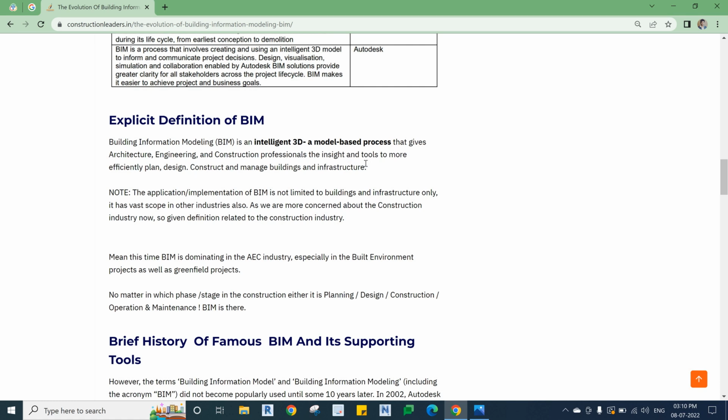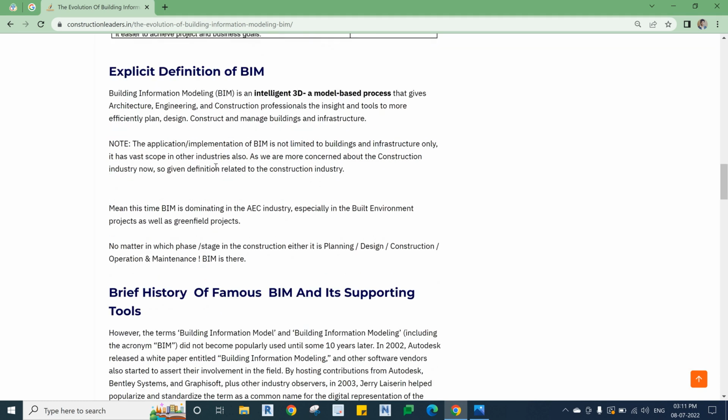AECO professionals get some insights and tools related to supporting the building information modeling process. And it will be very good to efficiently plan, design, construct, and manage buildings and infrastructure. See, the building information modeling applications and implementation is not only limited to the AECO industry. You remember it. It is an important point. It is not only about the AECO industry. It can be utilized in many other sectors also, like healthcare. We will see that in the near future for sure.